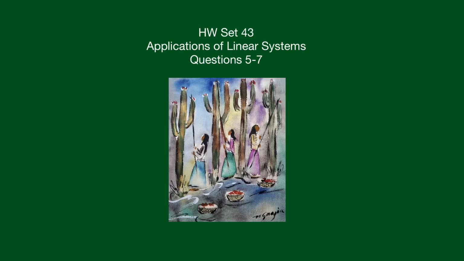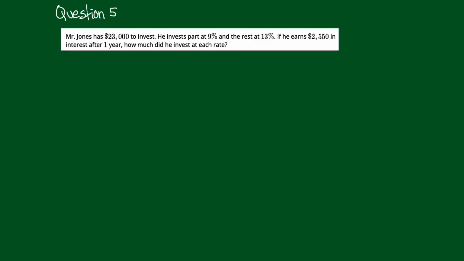This is a continuation of our homework set 43. Question 5, this is an investment problem, and here's what we're told: Mr. Jones has $23,000 to invest. And he's going to put part of it in at 9% and the rest in at 13%. All right, so part at 9, part at 13.